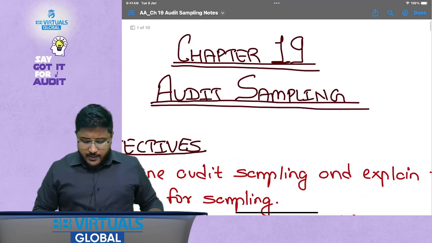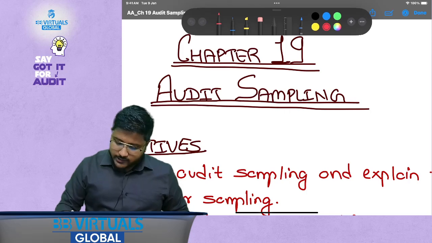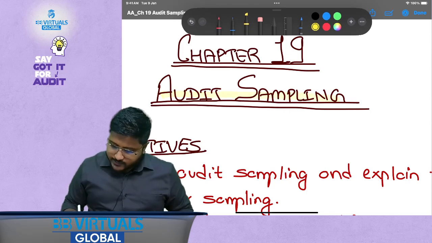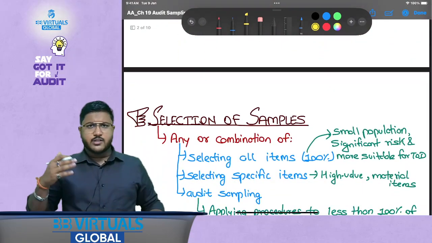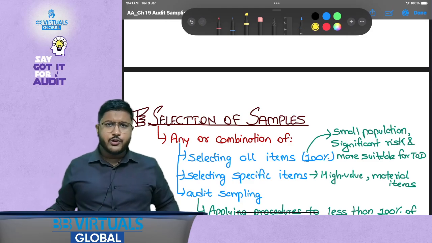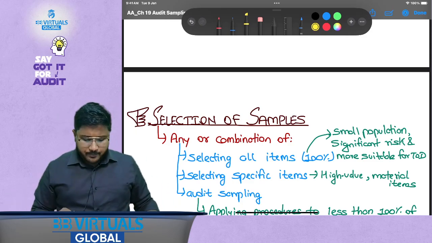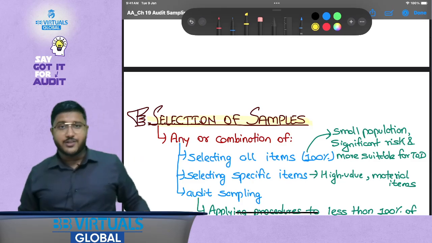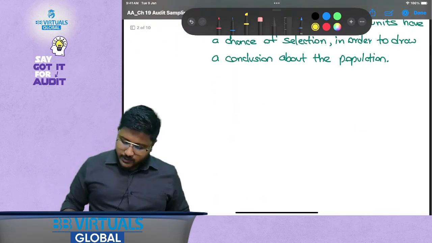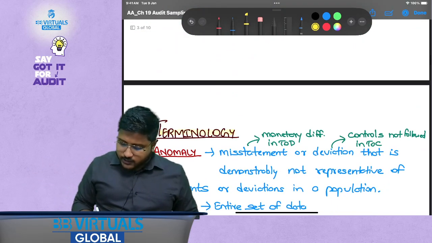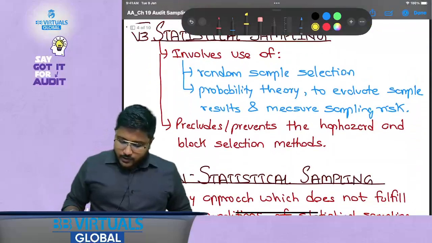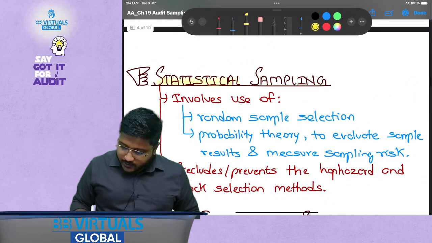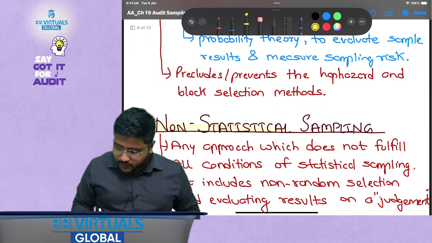So my friends, the name of the chapter is audit sampling. Objectives is something that we have already discussed, so we are not going to go into it any more. Now, let's talk about the topics that we are going to discuss. The first topic is selection of samples. The second topic is the terminologies. Then we are going to discuss statistical sampling, and also non-statistical sampling.